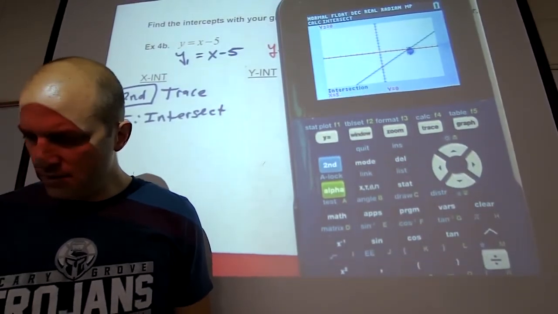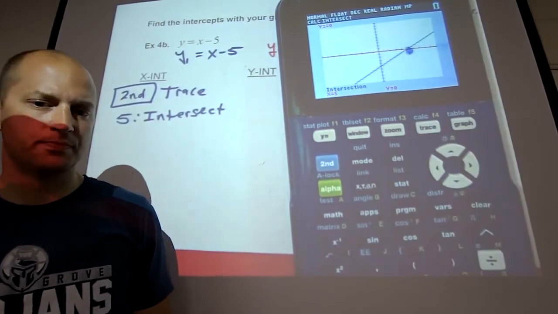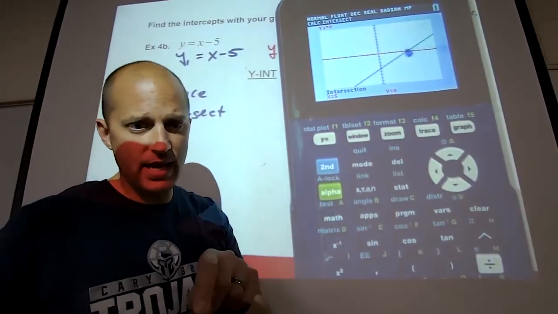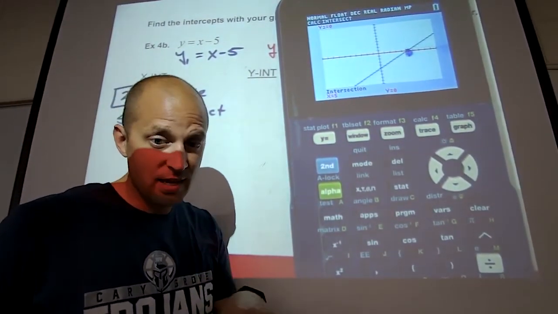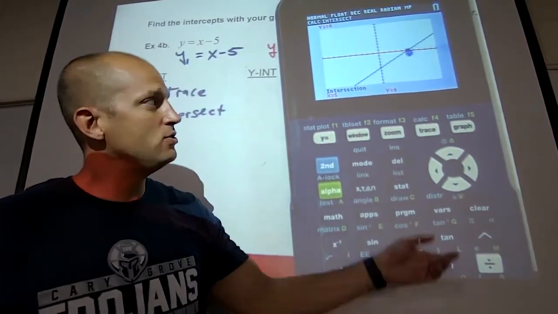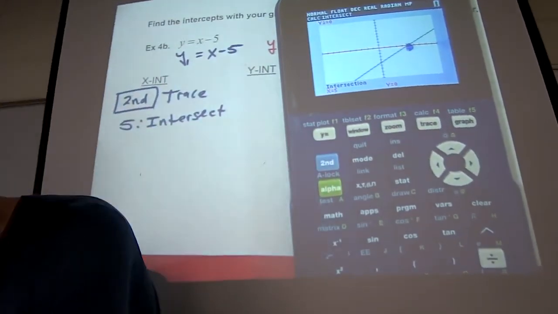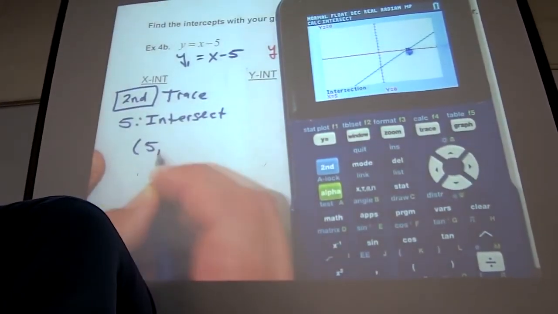Press enter. And don't write anything until you see the word intersection. If you're writing down the answer when you see the word guess, you are guessing that it's right, and it's never right. You're going to be wrong. Don't write anything until you see the word intersection. And now my answer I got was 5, 0.